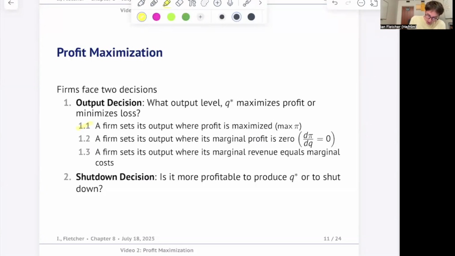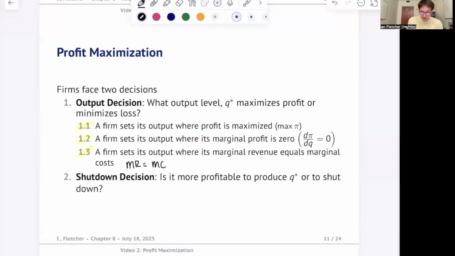One, set its output where our profit is maximized. Very simply, I know that seems straightforward. Two, we're going to set it where our marginal profit is equal to zero. Three, we're going to set it where our marginal revenues are equal to our marginal costs. So our marginal revenues are equal to our marginal costs.